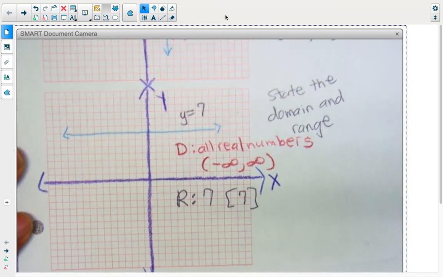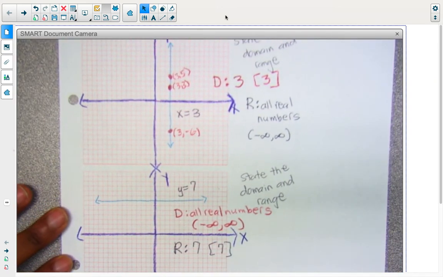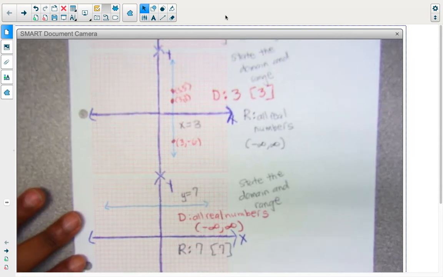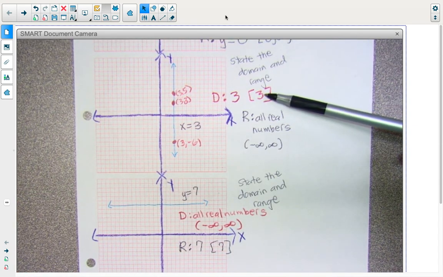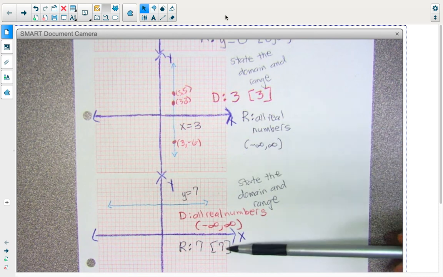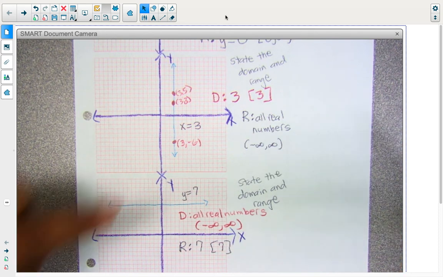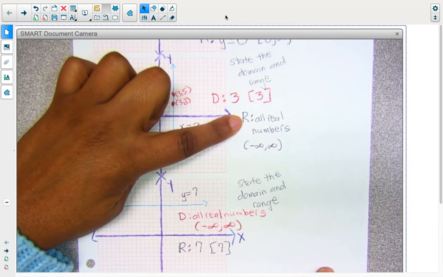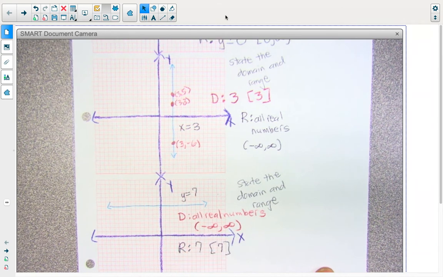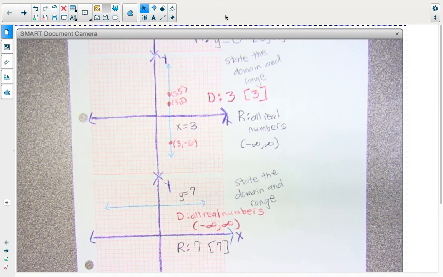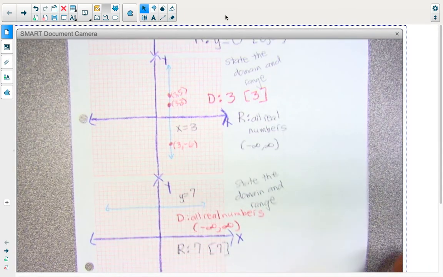Now let's compare the vertical with the horizontal. Hopefully you see that they're just flipped. So my domain for a vertical was just a number. My range for a horizontal is just a number. My range was all real numbers up here, but domain was all real numbers down here. So you're just looking at your graphs and trying to figure out domain. How far left and right am I going? Range, how far up and down am I going? Let's take a look at a couple more.